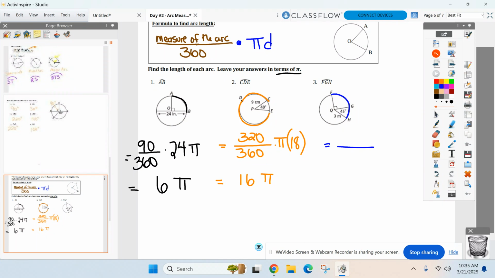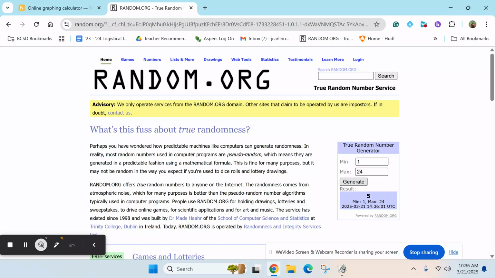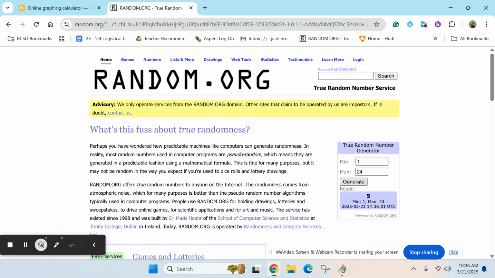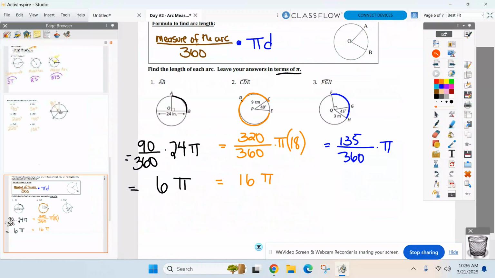First, give me the measure of the arc. Lucy, measure of the arc. 135. You had to add 90 and 45. Over 360 times pi. How about my diameter length here? Bennett. Diameter length. 6. Good work.